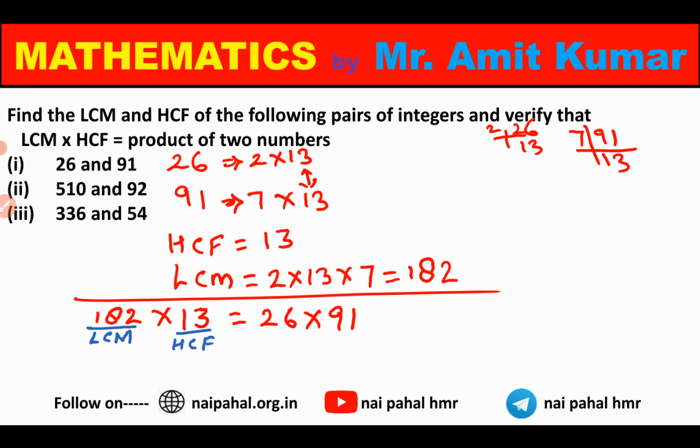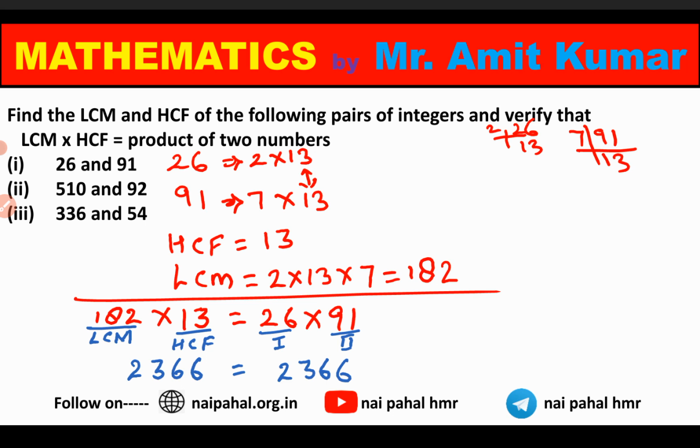HCF. This is the first number and this is the second number. If we multiply both of them, then we get 2366 on both of the sides. In this way we can prove that. This is the first part, and in the next case we are going to solve the second part. So if you want to take a screenshot, then pause it and take it.